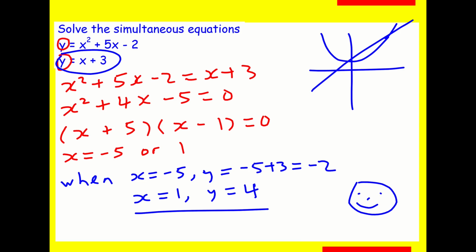There are some instances when you don't get two solutions. That's more of an A-level topic, to be honest. Let's expect to get two solutions, and you can see it's where they intersect. Let's just find out them carefully. Well done.